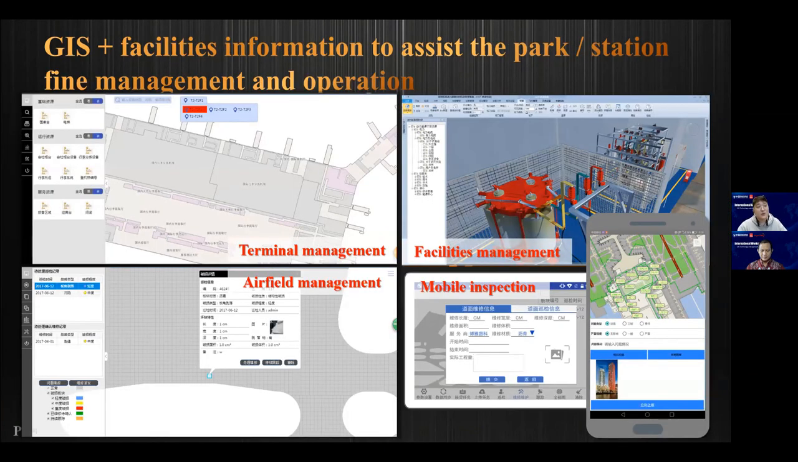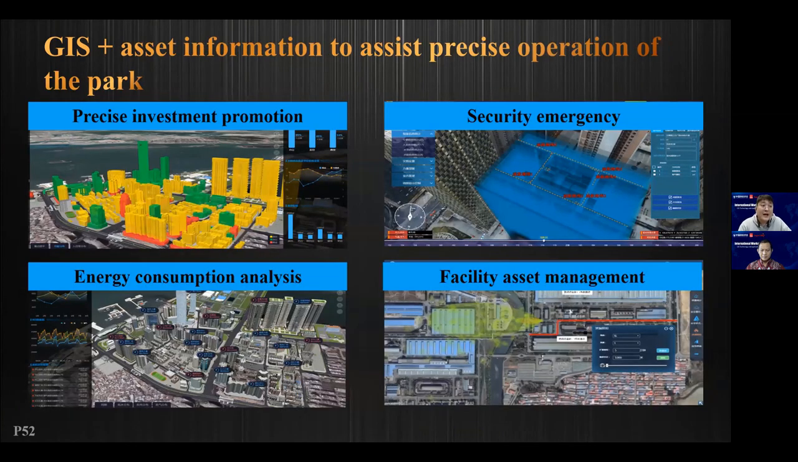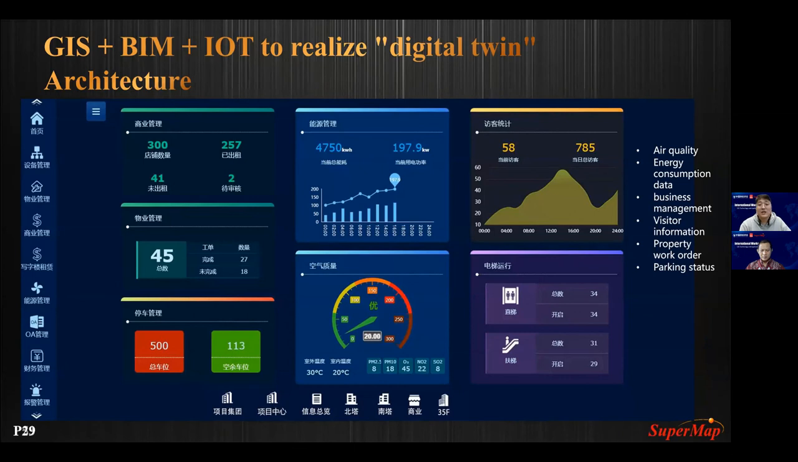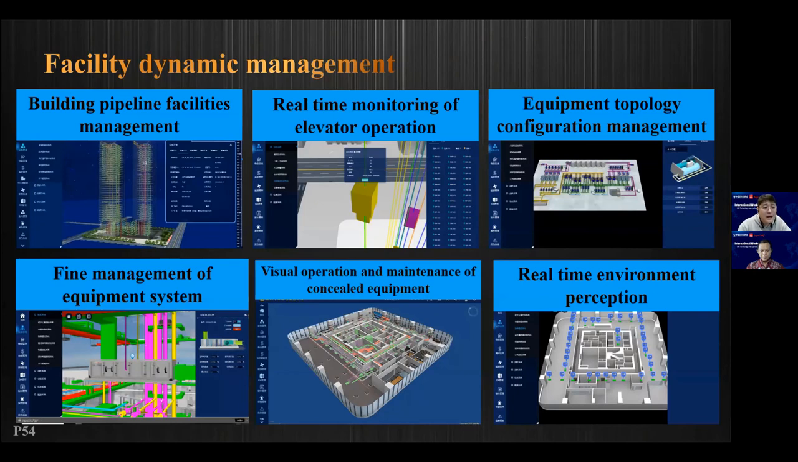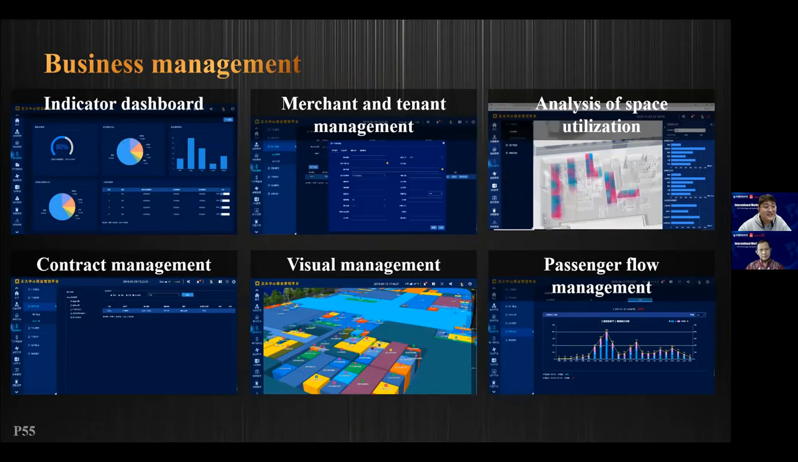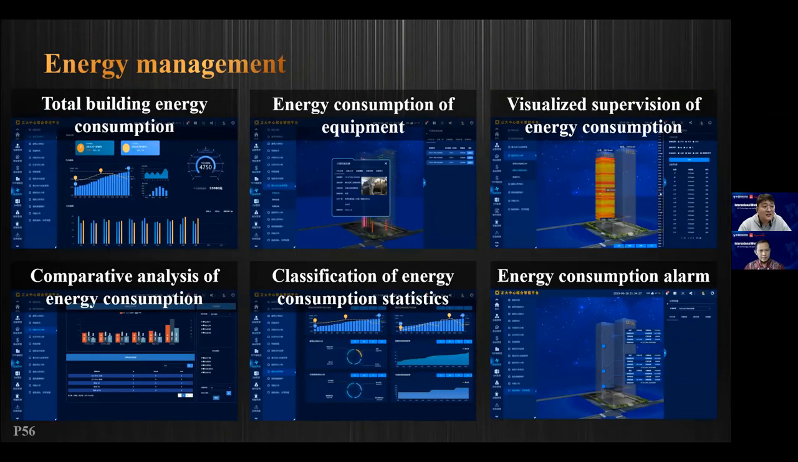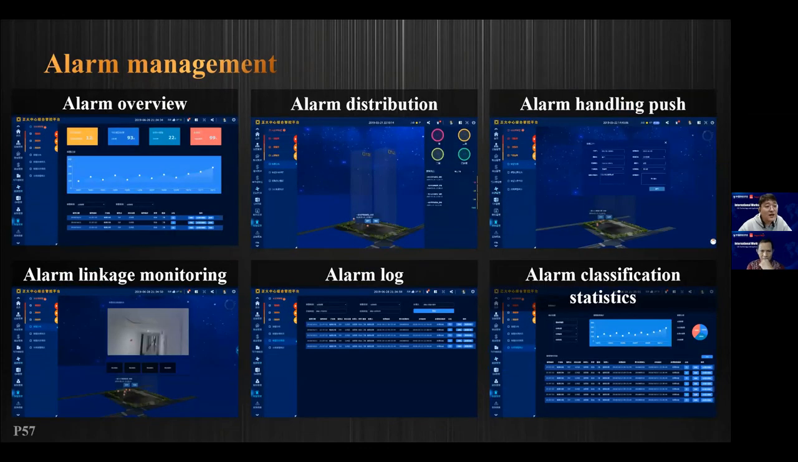GIS also can integrate with the facilities information to assess the port or station, fund management and operation. Also, GIS can integrate with the asset information to assist the operation of the park, and it can also achieve the digital twin architecture by the integration of GIS with BIM and IoT. And there are some other application functions such as facility dynamic management, business management, energy management, and alarm management.